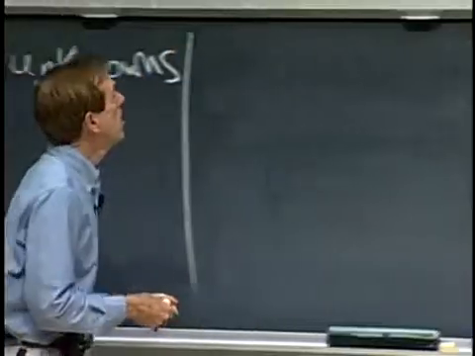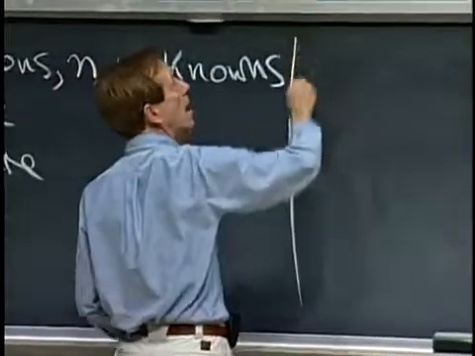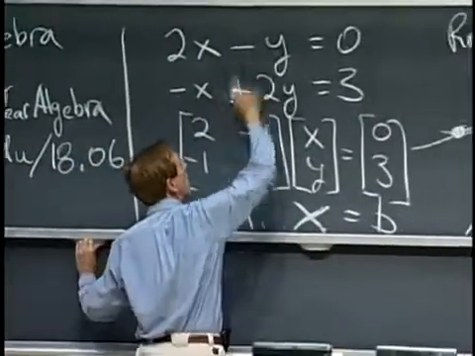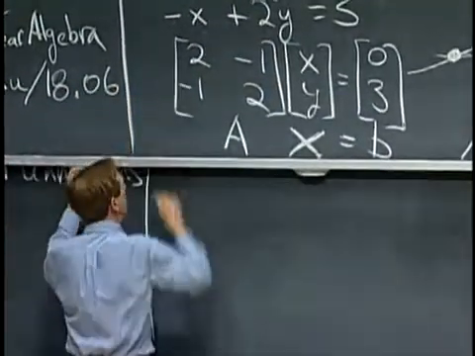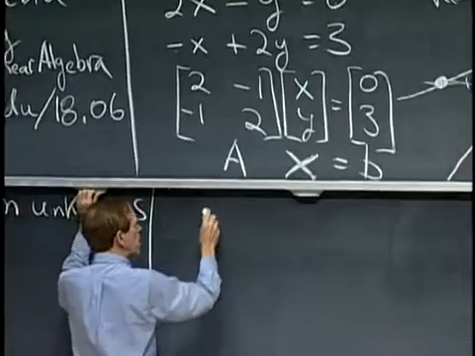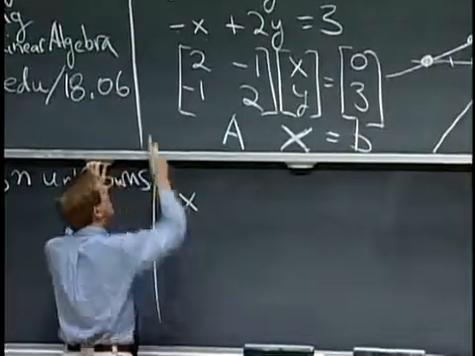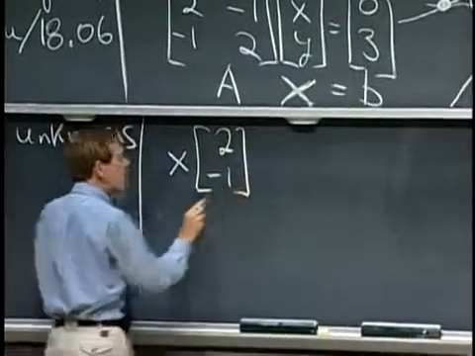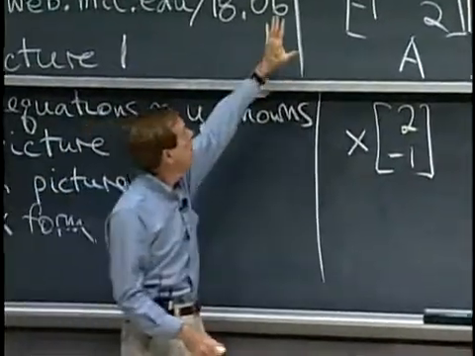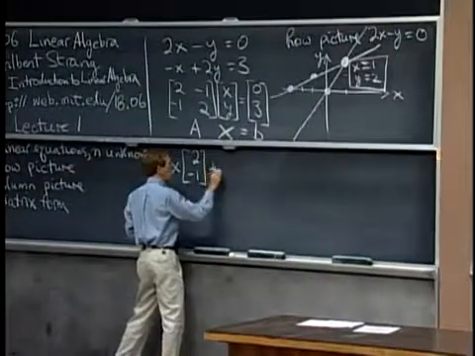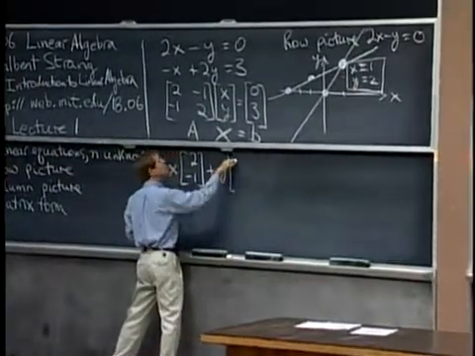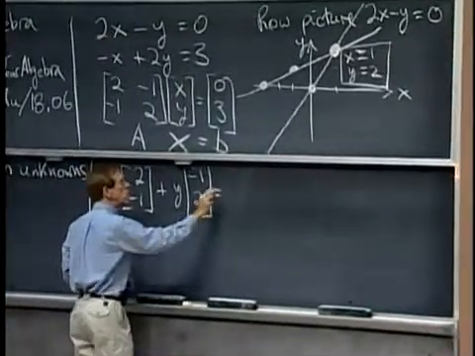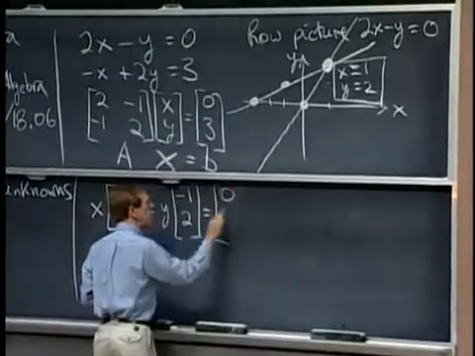So the column picture. I'm now going to look at the columns of the matrix. I'm going to look at this part and this part. I'm going to say that the x part is really x times, you see I'm putting the two, I'm kind of getting the two equations at once. That part, and then I have a y, and in the first equation it's multiplying a minus 1, and in the second equation a 2, and on the right-hand side, 0 and 3.